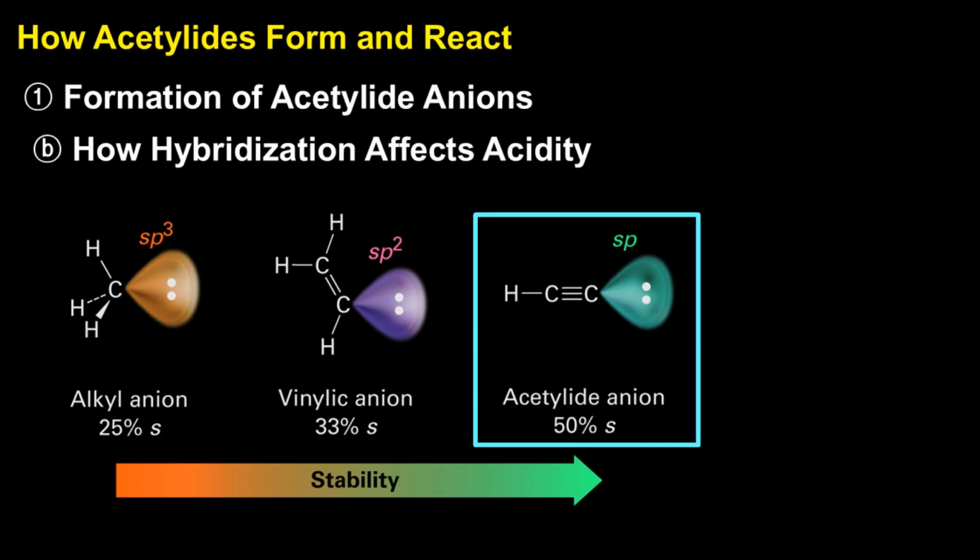Why is that important? Because the more S character an orbital has, the closer it pulls the electrons toward the nucleus. And when those electrons are held tighter, the anion becomes more stable. So to sum it up, acetylide anions are more stable than alkyl or vinylic anions, and that's exactly why terminal alkynes are more acidic in the first place.